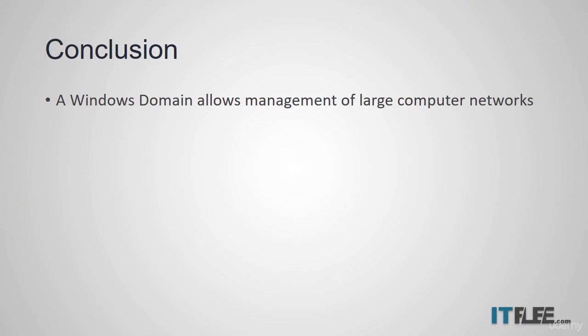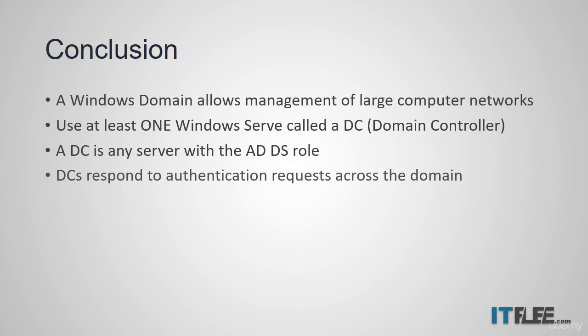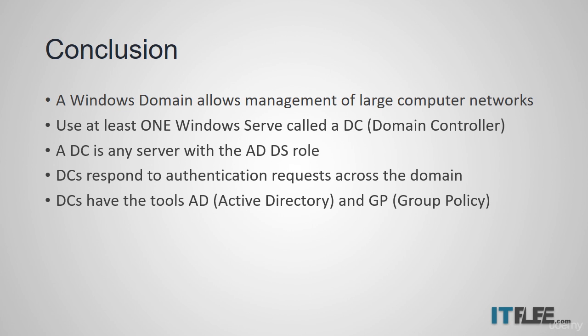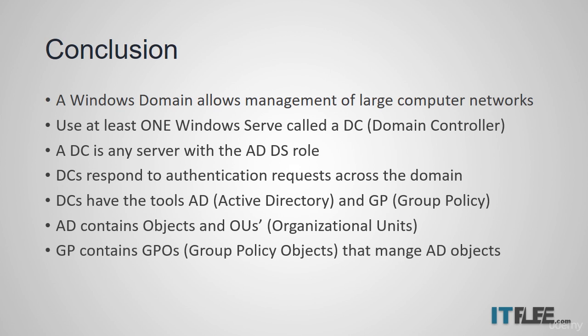To recap what we've covered in this lecture, a Windows domain allows management of small or large computer networks. They use a Windows server called a DC or domain controller. A DC is any server that has the Active Directory Domain Services role installed. DCs respond to authentication requests across the domain. DCs have the tools Active Directory and Group Policy. Active Directory contains objects and OUs. Group Policy contains GPOs and managed settings for AD objects.